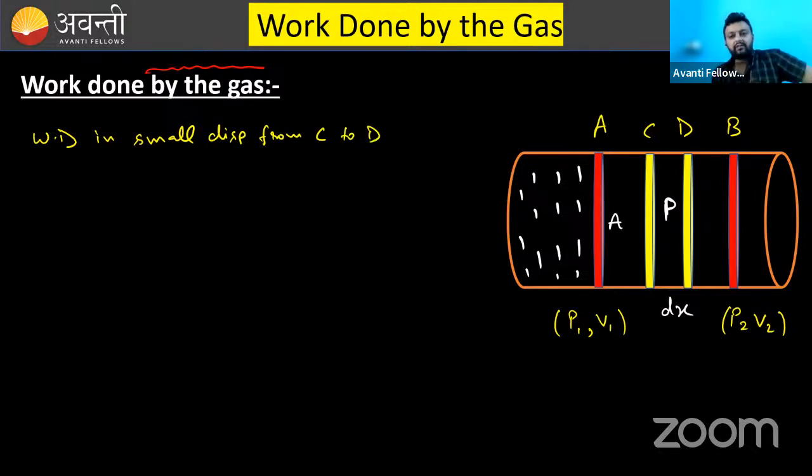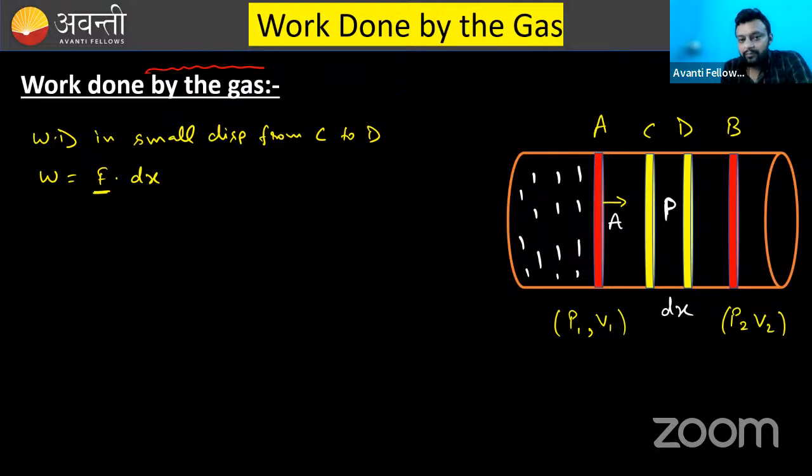You will say that work done will be force into displacement. And for the displacement, you need to apply the force in this direction. So displacement will be force into displacement, angle will be 0. So I am now not writing cos 0 equals to 1. So work done is equal to force into displacement. What is the force?